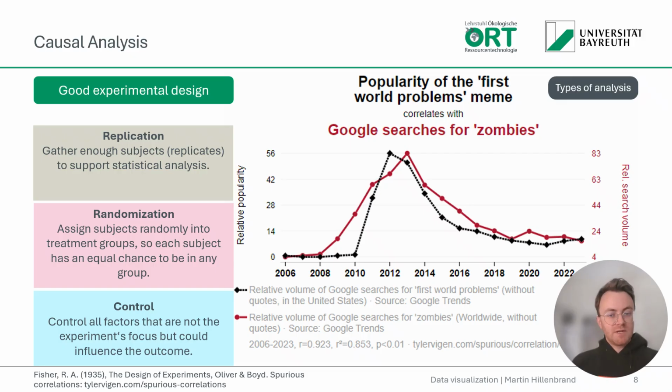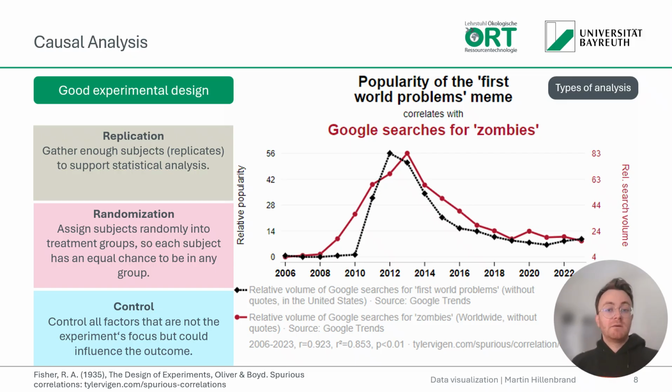And so with the causal analysis, why I'm showing you this graph here is, okay, you can now identify a correlation, which you can see in this graph, between two data points. In black you see the relative volume of Google searches for first world problem within the United States, and in red you see the volume of Google searches for zombies, worldwide, not within the US. And you see those are peaking more or less at the same point.